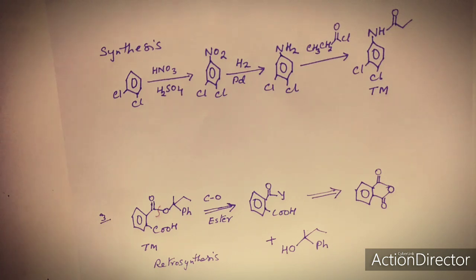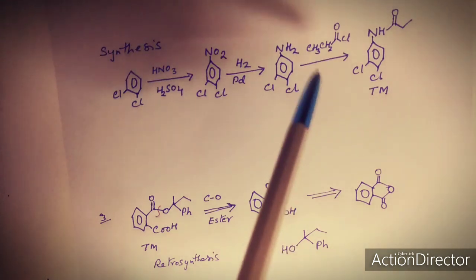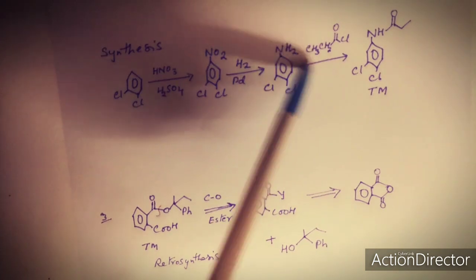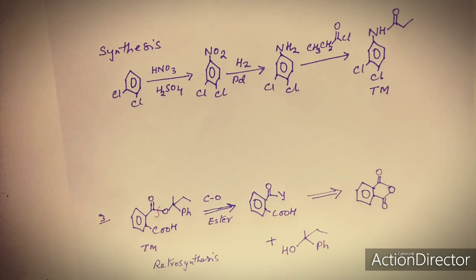So now this again will be reacting CH3CH2COCl with NH2, so that HCl is eliminated and we get our target molecule. Remember, this is a one group disconnection. We are disconnecting taking into account the presence of only one functional group.